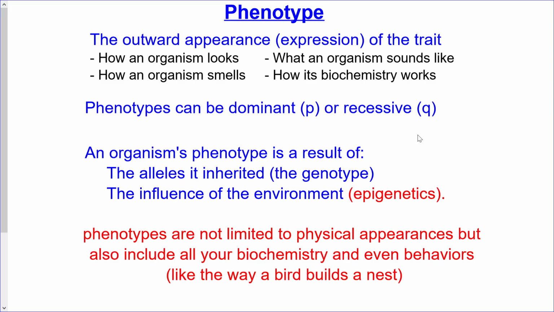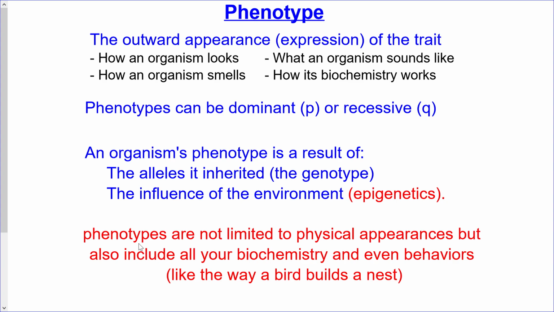An organism's phenotype is a result of the alleles that it gets from its parents. This is called the genotype. We'll talk about that in just a second. A phenotype can also be influenced by the environment through epigenetics. So sometimes your phenotypes are turned on at a younger age and then turned off at an older age, changing your appearance or your biochemistry, just how your body functions.